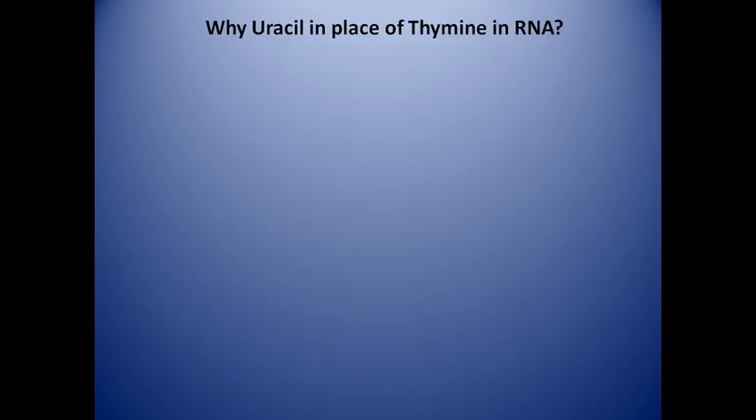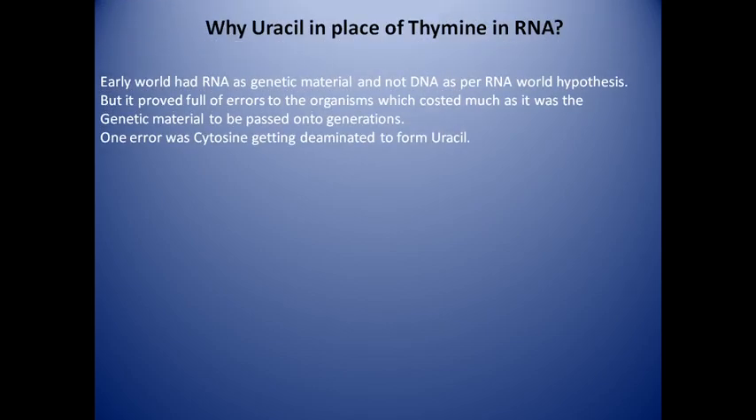Now the question is why there is uracil in place of thymine in RNA. Well, in the early world, when the world was just evolving many billions of years ago, RNA was the genetic material and not DNA. But the problem with those microorganisms was that RNA was the genetic material, but it was full of errors. That posed a problem in moving from generation to generation. It means from generation to generation, information used to get mistransmitted.